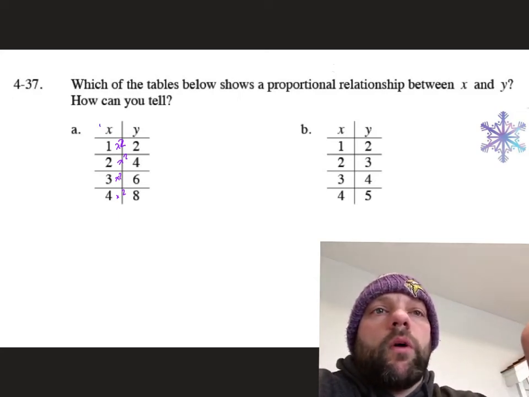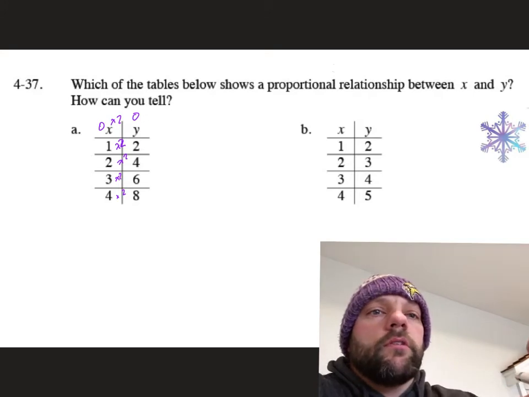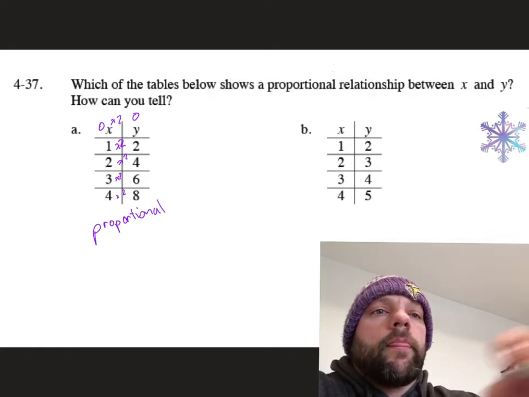If I went back one more, 0 times 2 would give me 0, so that's going to pass through 0, 0. So this is proportional. Okay?